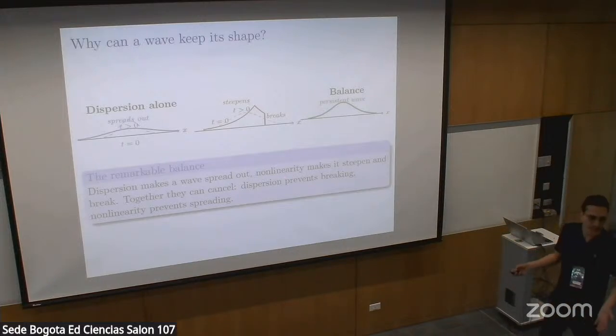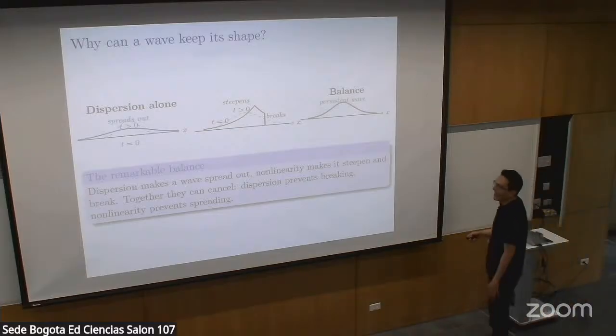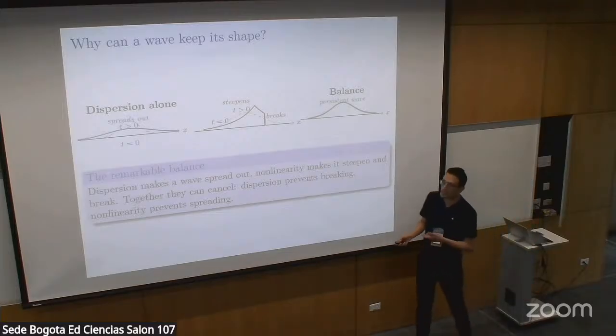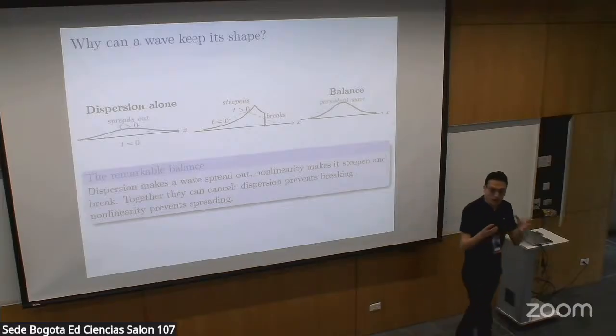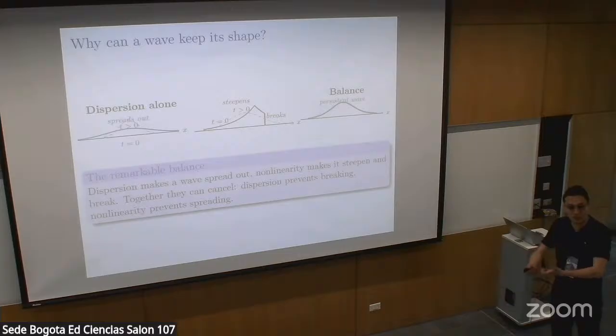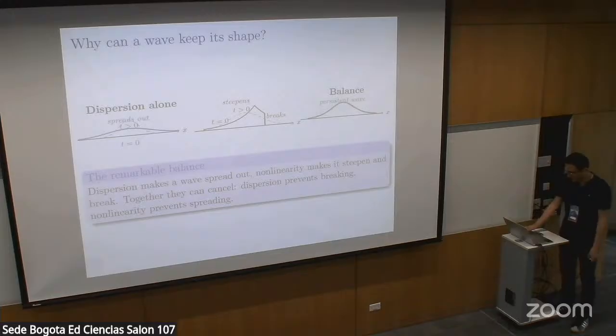I hope I made that clear. Anyway, I put it like this. Together they can cancel. Dispersion prevents breaking. Nonlinearity prevents spreading. So both phenomena are bad behaviors, but together they turn into a good behavior. Really strange, right? But in physics, it works like that. The real world happens, right?